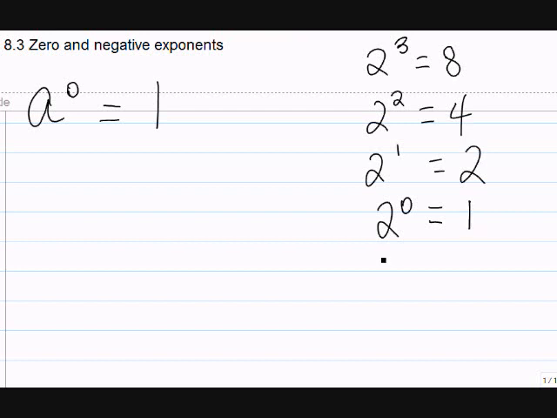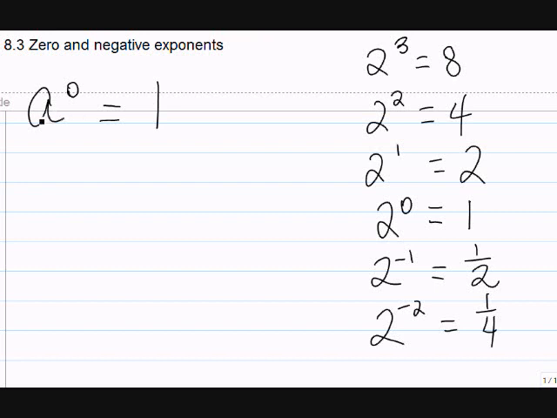Okay? If I continue down, the next power I get is negative 1. And 1 divided by 2 is a half. If I continue down, the next number would be 2 to the negative 2. And 1/2 divided by 2 is 1/2 times a half is 1/4. So you can never get a negative number? No, you will never get a negative number for a positive base. Right, good.